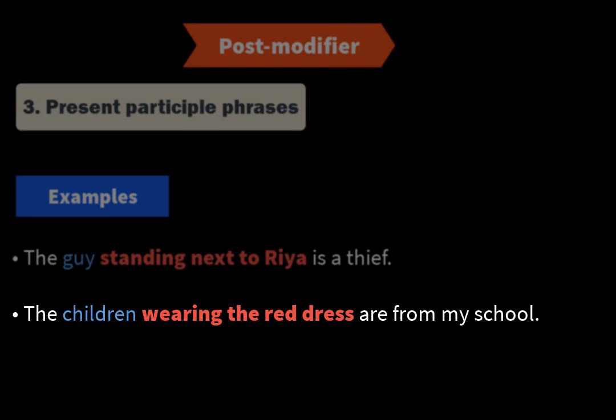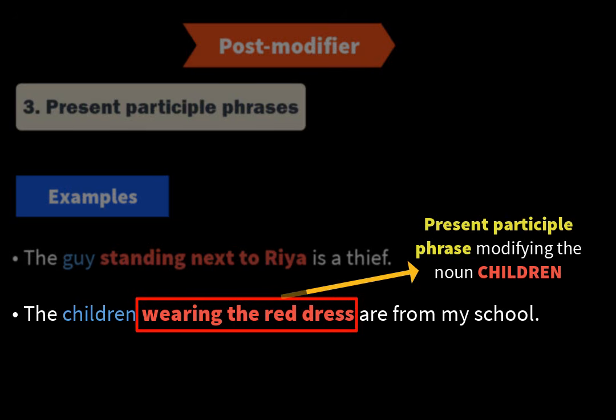Next example. The children wearing the red dress are from my school. Which children am I talking about? Very simple. Children wearing the red dress. So, wearing the red dress is the present participle phrase starting with the present participle wearing, giving information about the noun children and modifying it.